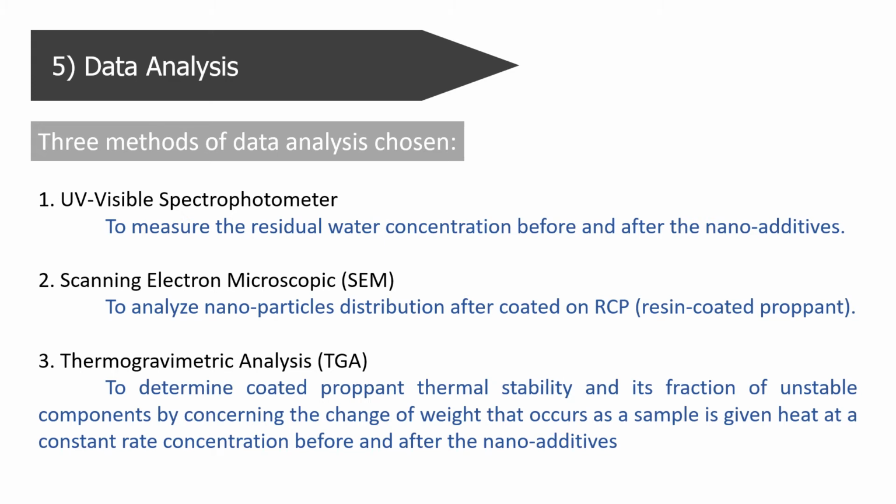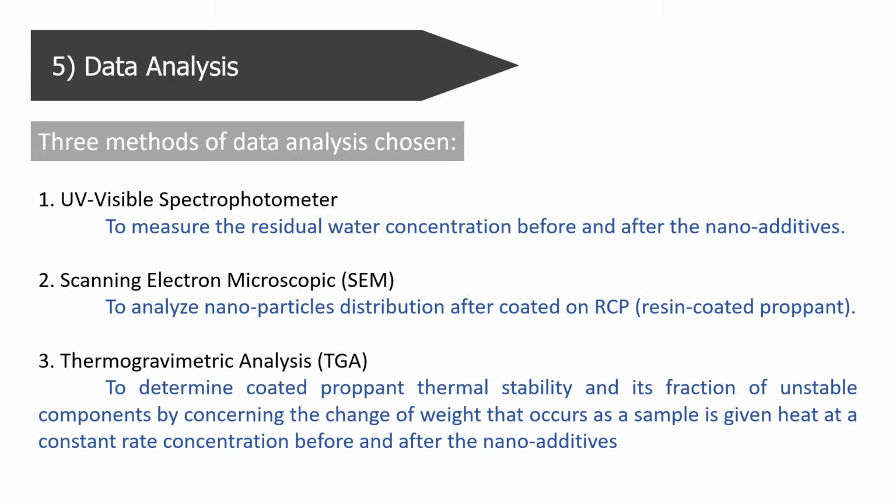And here are the three methods of data analysis that have been chosen. First, UV visible spectrophotometer. This is to measure the residual water concentration before and after the nano additive. The second is SEM, scanning electron microscopy. This is to analyze nanoparticle distribution after coating on resin coated propane.